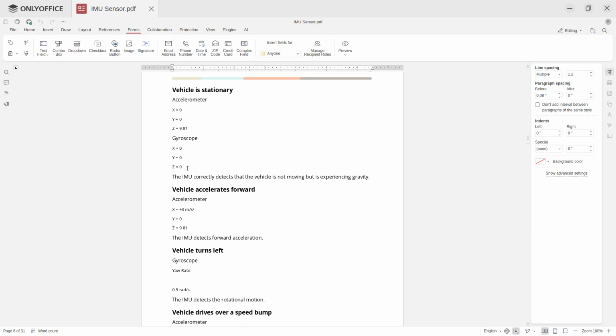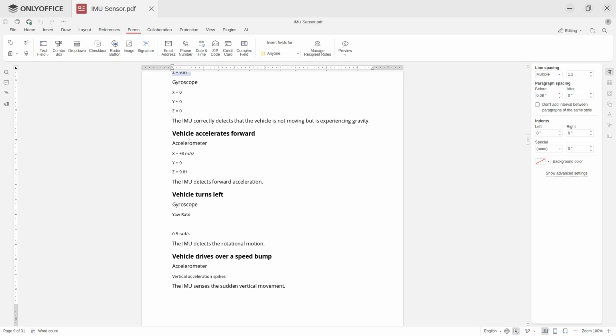Gyroscope x is equal to 0, y is equal to 0, z is equal to 0. The IMU detects the vehicle is not moving but experiencing gravity. This is what it shows. Now the vehicle accelerates forward. Now x is equal to plus 3 meters per second squared, y is equal to 0, z is equal to 9.81. The IMU detects forward acceleration.